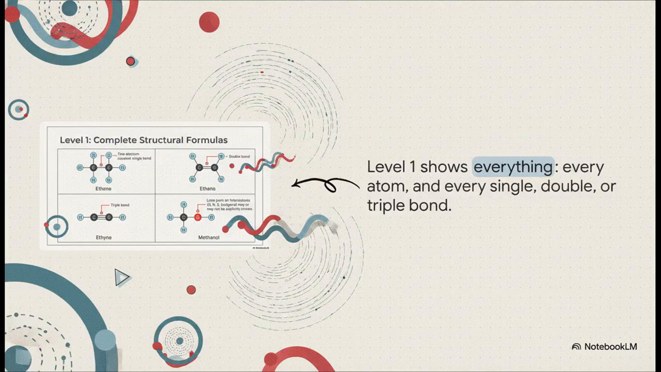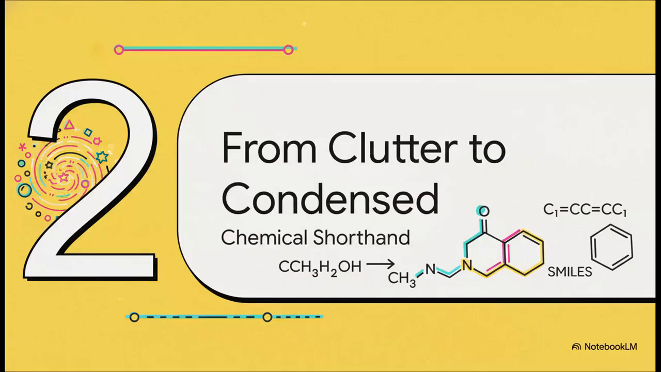So this is level 1, the complete structural formula. It's the most literal drawing you can make. Every single line you see represents a covalent bond. That's a pair of electrons being shared between atoms. If you look at ethane up there, the single lines are single bonds. Makes sense. Then in the middle, ethene has that double line. That's a double bond, 2 shared pairs. And ethyne, you guessed it, a triple bond, 3 shared pairs. Nothing is hidden here.